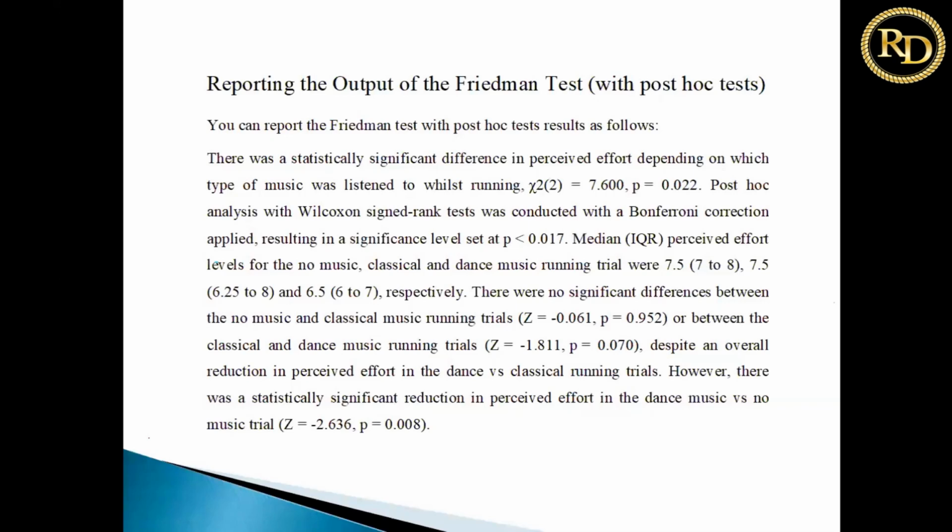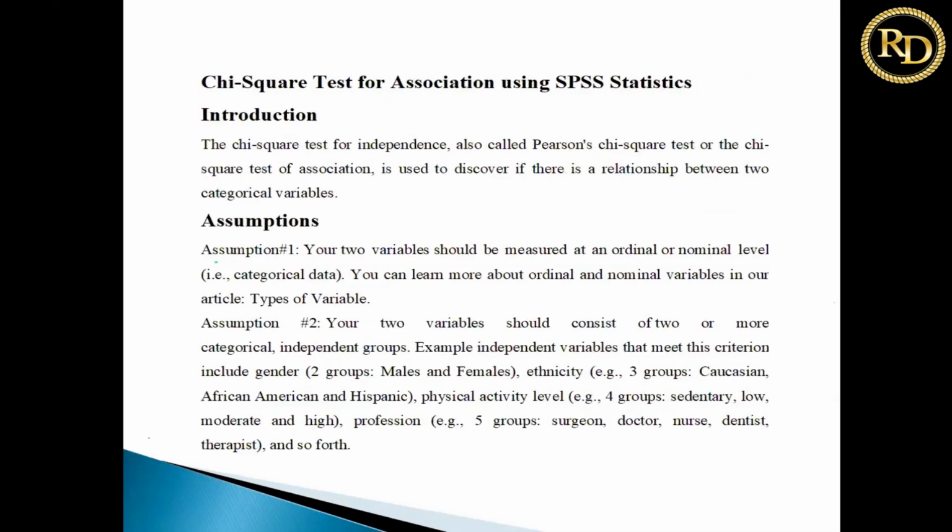So how to report? We report the data on the basis of the p-value and also on the basis of the p-value for the post hoc test as well. So now how to perform the chi-square test on the data? The chi-square test is used when we compare two categorical variables at a time. So here we check the independence of the attributes, when we are dealing with two attributes.